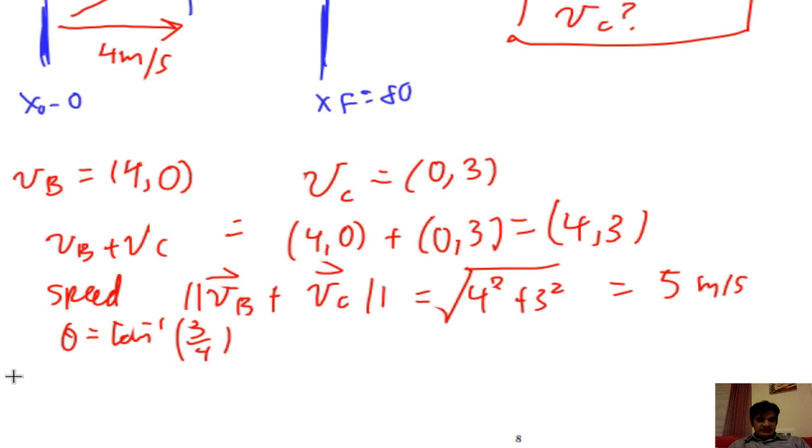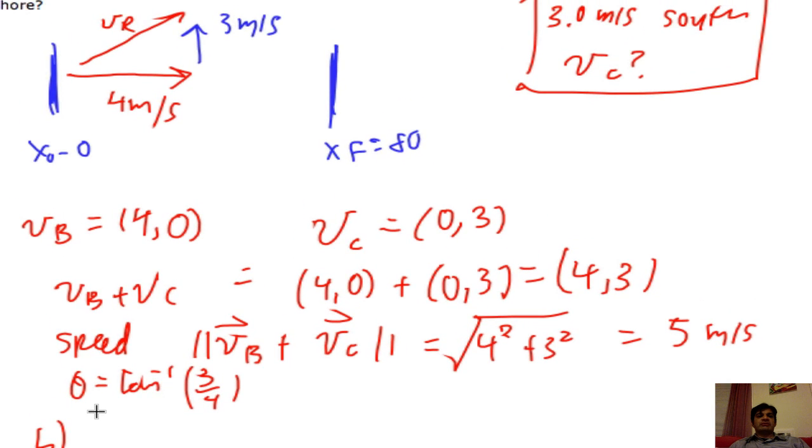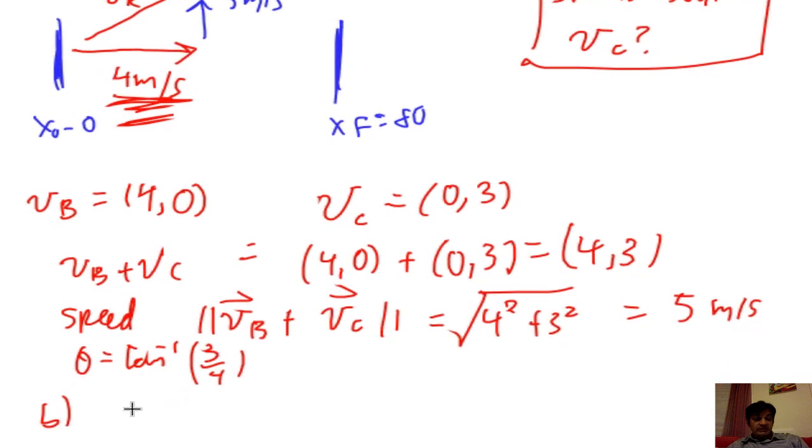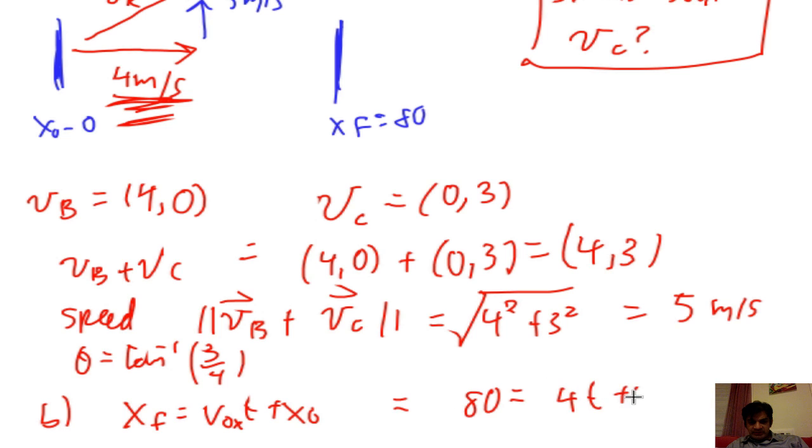Now, it says if the width of the river is 80 meters wide, then how much time does it take the boat to travel to the shore? Well, that has to do with this horizontal speed here. So we have x final equals v naught t plus x naught. And actually, that's only the x component that we worry about. We want to know how much time it takes. So we have 80 equals 4t plus 0, and that's going to give us t equals 20 seconds.